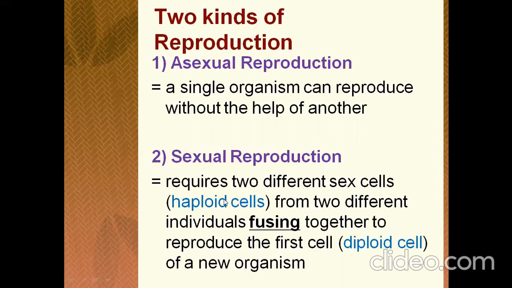Sex cells are haploid cells, and haploid cells are those cells that contain one set of chromosomes. So a cell containing one set of chromosomes will come from one partner, and a cell containing one set of chromosomes will come from the other partner. Both will fuse, and that will form a diploid cell. A diploid cell contains two sets of chromosomes, and that diploid cell will start mitosis, and hence the new organism will form. Is it clear?